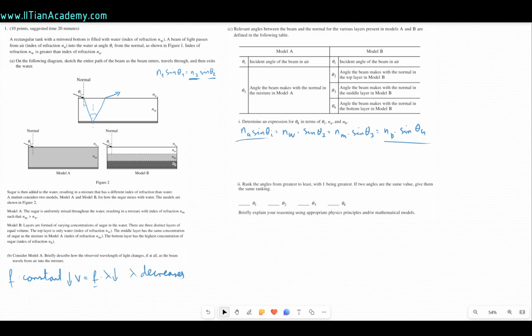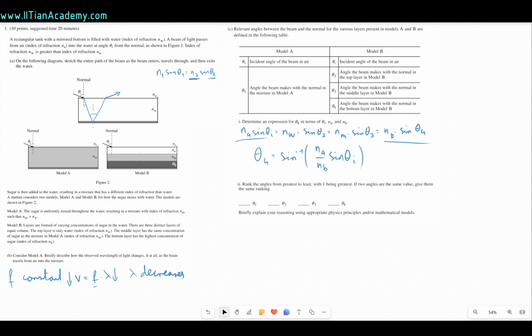What we need to consider now is the two ends of this equation. So we can rearrange this for theta 4 divided by nb and take the arc sine. So we get that theta 4 is the inverse sine of NA over NB times the sine of the incident angle.